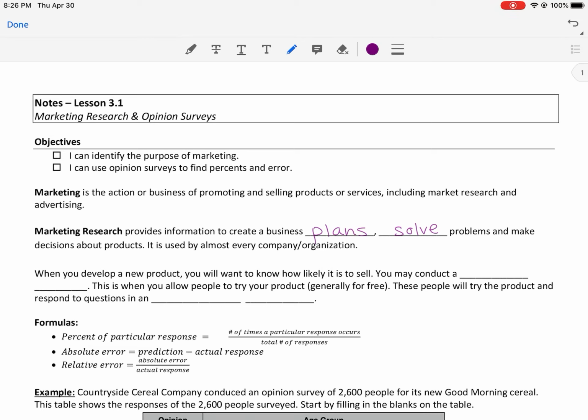It's used by almost every company and organization, whether that's about improving an old product, testing a new product, what products will sell in the market, or even sending you discounts in the mail based on your buying habits. In particular, when you develop a new product, you will want to know how likely it is to sell. You may conduct a product test. This is when you allow people to try your product, generally for free, and these people will try the product and respond to questions in an opinion survey.